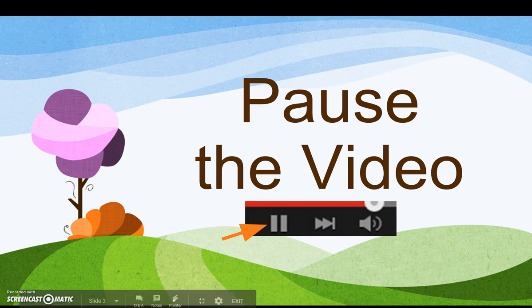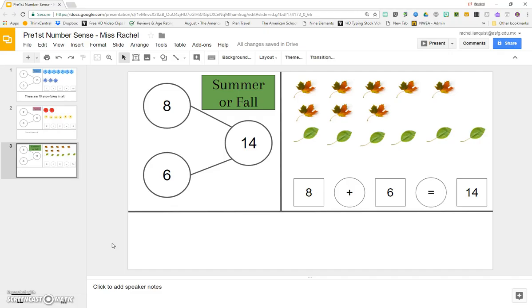Go ahead and pause the video so that you can add your number sentence. Our last step on slide 3 is that we need to make a text box and add our sentence. So I'm going to go to the T for text box, click one time, and I'm going to go to the bottom and click one time.